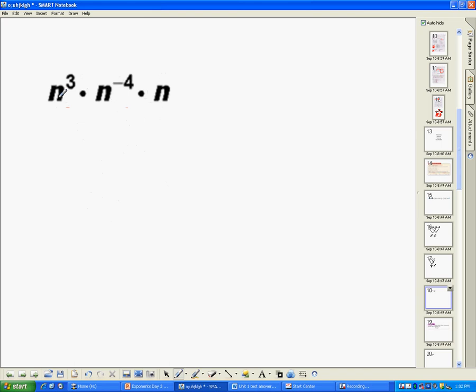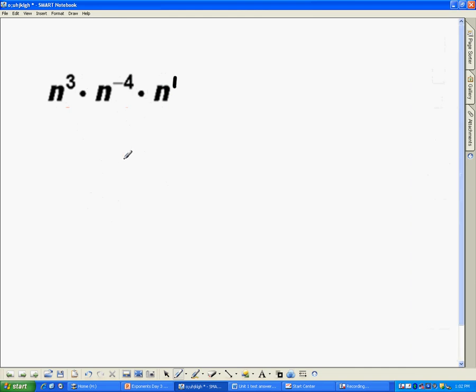So now we have n to the power of 3 times n to the power of negative 4 times n. Well, remember, if there's not an exponent there, it's understood that that's to the power of 1. So now when I'm looking at my exponents, I've got 3 plus negative 4, which is negative 1, plus positive 1 makes this 0. So this is going to simplify to n to the power of 0. Well, remember, anything to the power of 0 is equal to 1. So this whole expression right here simplifies to 1.